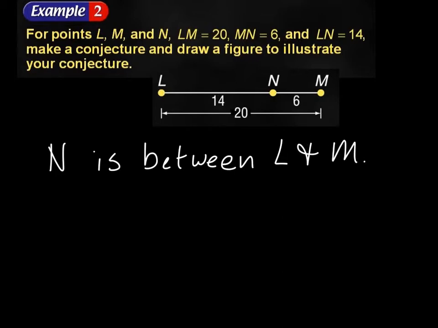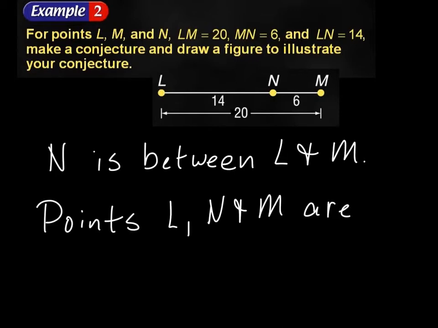I could also have a different conjecture. Points L, N, and M are collinear. That's a true statement as well. Either one could be the answer to the question.